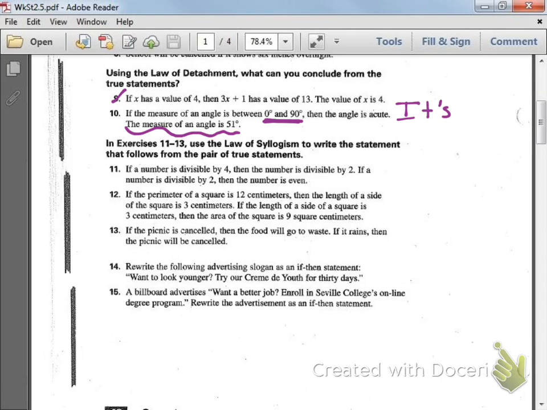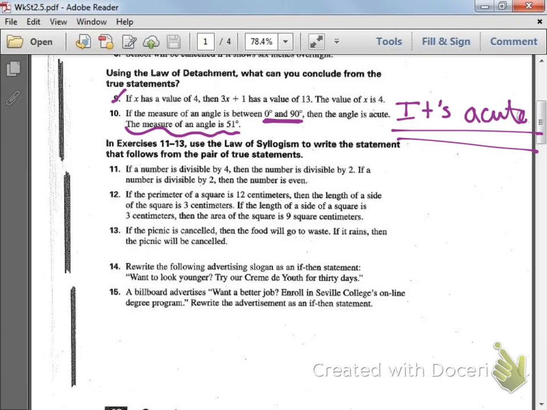Okay. So it's 51 degrees. That satisfies the first part. So we now know that what's true? It's acute. Yes. You guys are making it harder than this is. I told you these are actually kind of easy. So once you satisfy the first part, just read the second part and you know that it's true. So it satisfied the 0 to 90, so we can conclude that it is an acute angle. All right?